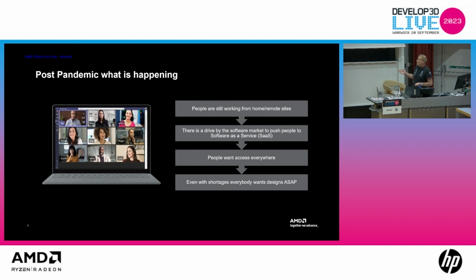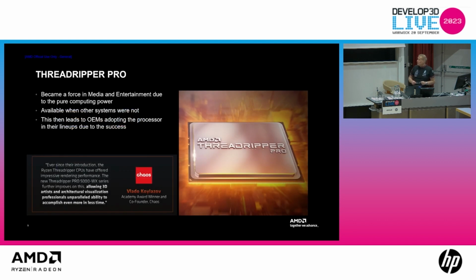Obviously what happened with the pandemic, people working from home, software as a service became more prevalent. People want access everywhere, everyone wants their designs now. If anything, because of shortages of other stuff, people want a redesign or something really, really quickly. So that's led to a lot more people using laptops or having high-performance computers at home in the home office, which is good for us because we have solutions in both of those.